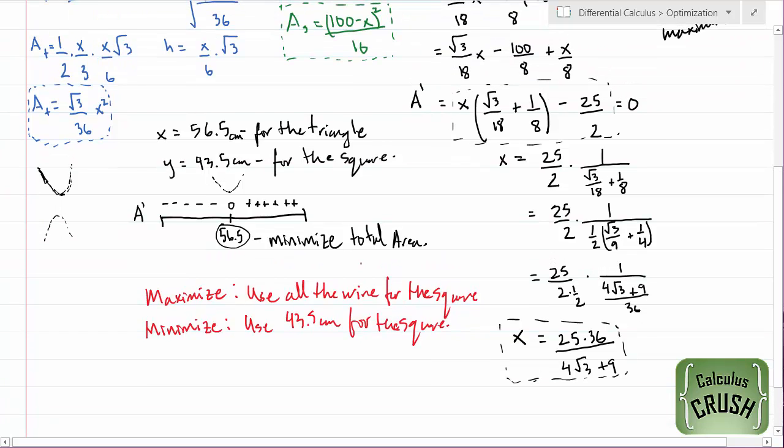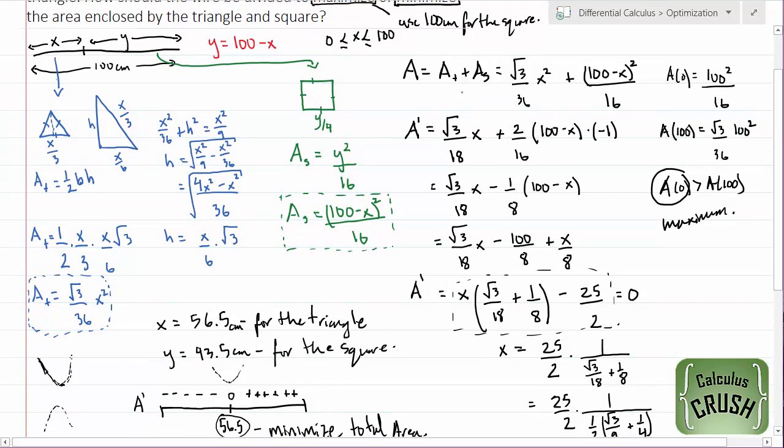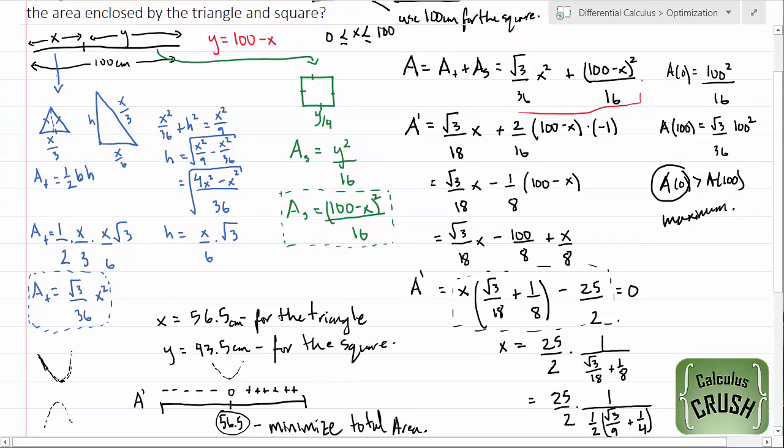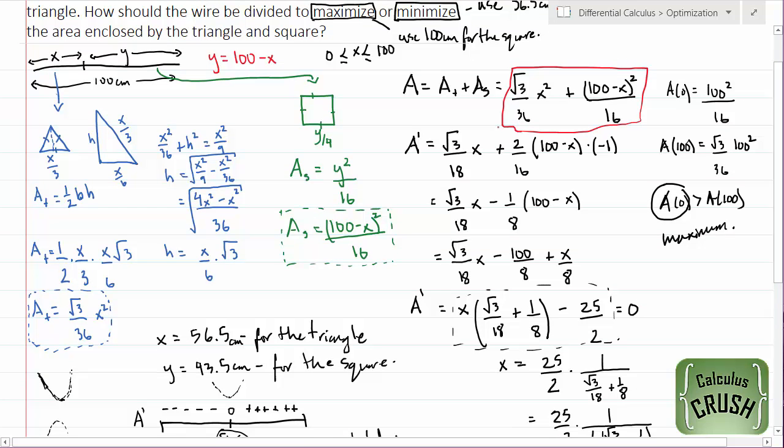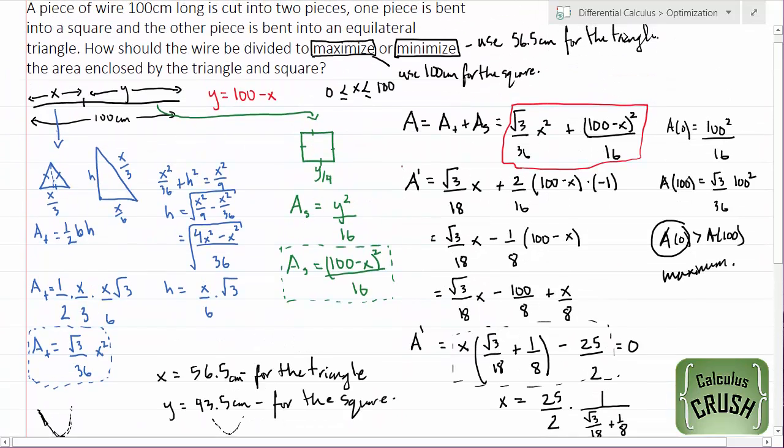Now, if you want to figure out what those areas are, you can just plug 100 in for the area formula up here. And then you'll figure out the area enclosed if you use just the square, the maximum. And then if you want to figure out the minimum area, you would just plug in 43.5. Figure out the minimum area.